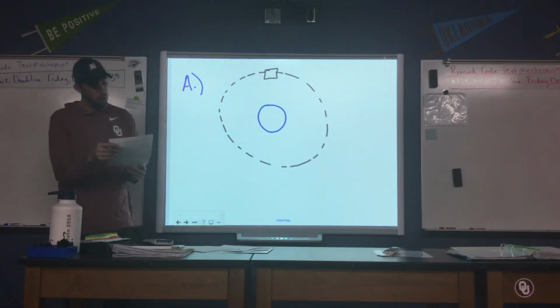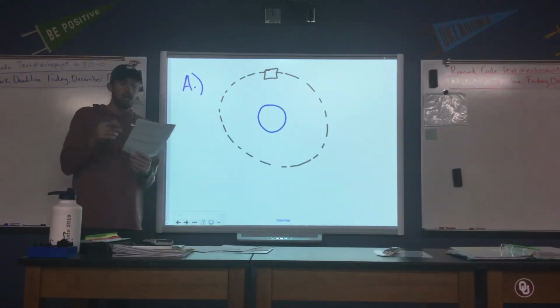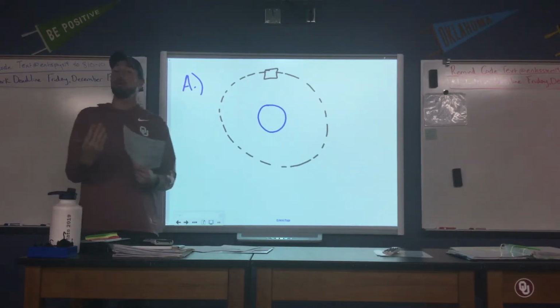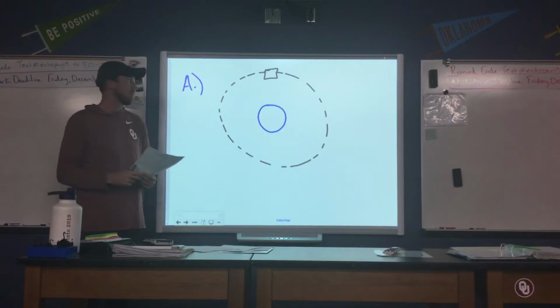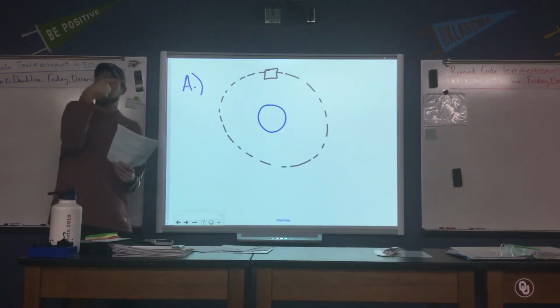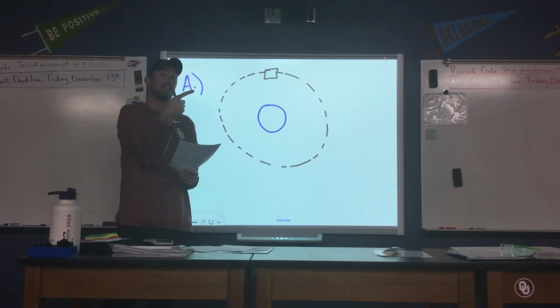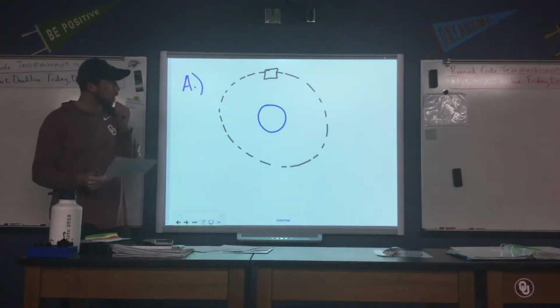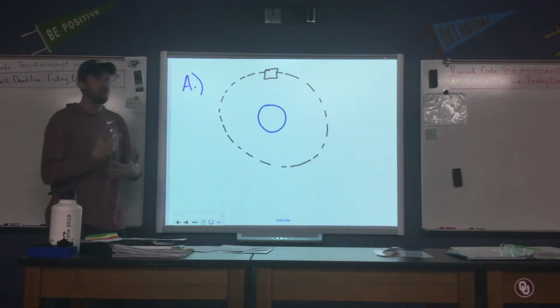Now, part B says this: according to Newton's first law, the ISS should move in a straight line. Right? Objects in motion want to remain in motion unless acted upon by an outside force. So if the ISS is moving, it's going to want to continue moving in a straight line unless there's something pulling it around in a circle. So, what forces might be involved here?